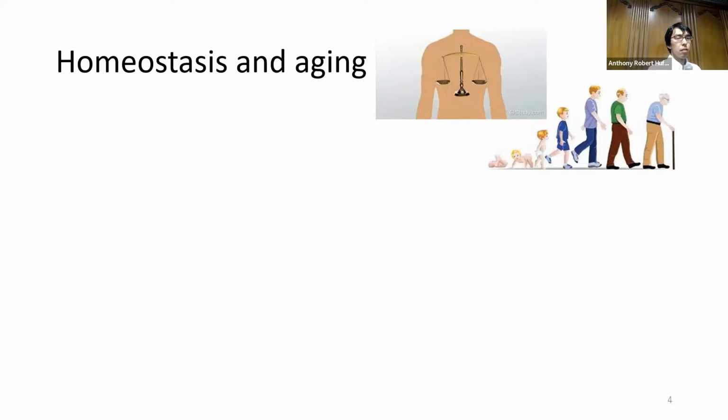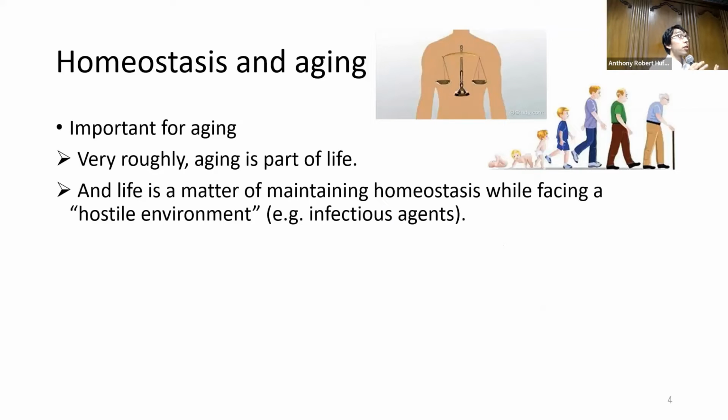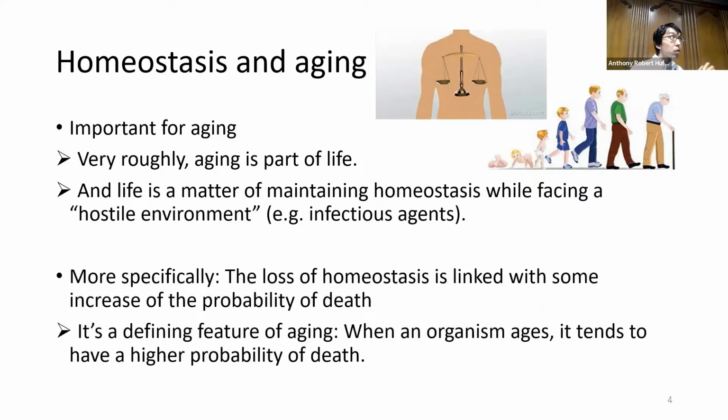because I think quite a few domain experts understand aging in terms of homeostasis. Homeostasis basically refers to the state of balance of an organism to survive, and I'll explain it in more detail later. Homeostasis is important for aging. Why? Because very roughly, aging is part of life, and life is a matter of maintaining homeostasis while facing what we call a hostile environment, such as infectious agents. And more specifically, the loss of homeostasis is intimately linked with at least some increase of the probability of death.